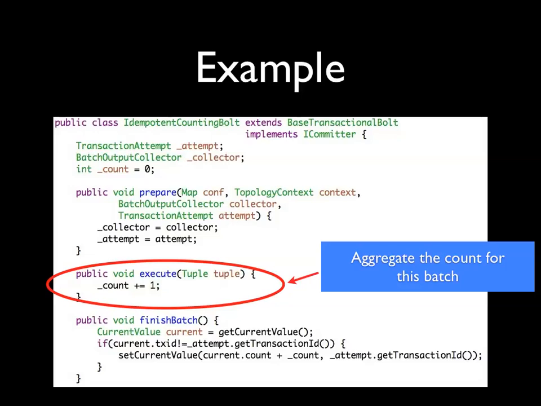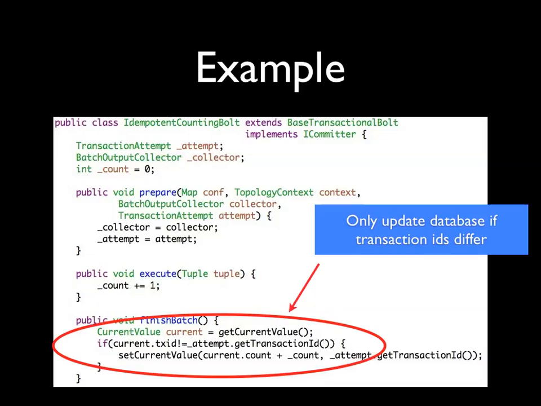And then when it's time to commit, what we want to do is increment the count in the database by that partial count that we computed during the processing phase. Now the key thing: if you look on the top here, you can see this bolt implements the ICommitter interface. So this just says this bolt is a committer. And all that means is that the finishBatch method is strongly ordered on commits. So we're going to make sure that we don't commit batch 2 until we know batch 1 has been committed.